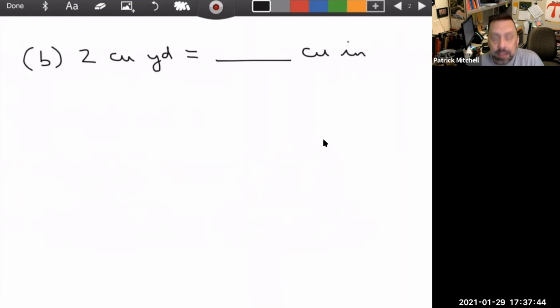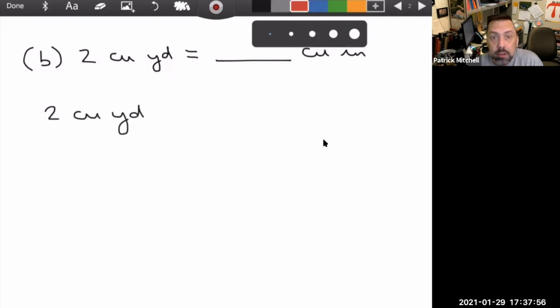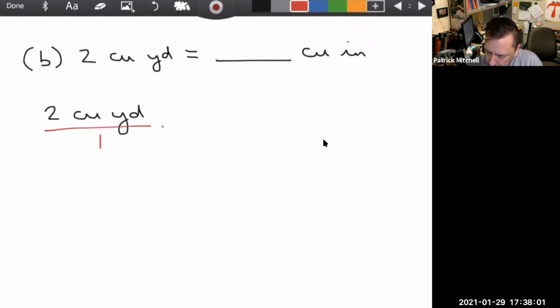So just like in the last example, I'm going to take my original measurement. And now, since I can't convert cubic yards directly to cubic inches, I'm going to start by converting it to cubic feet. Now remember, you need to place the units so that the units you're trying to get rid of will cancel. So in this case, I'm going to put cubic yards in the denominator, and upstairs I'm going to put cubic feet.